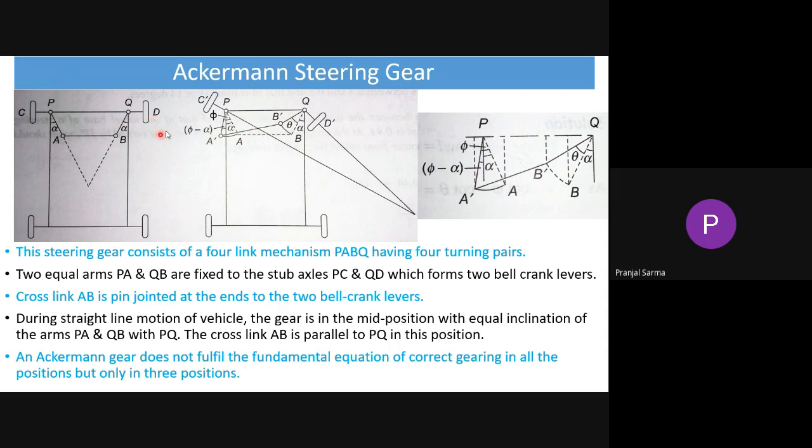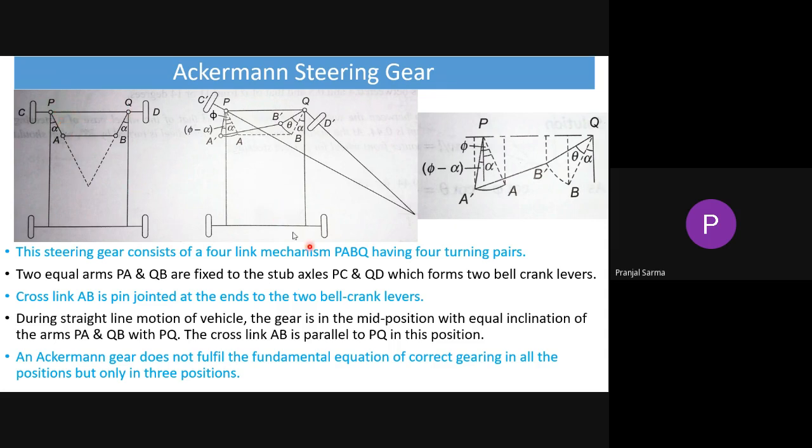Because of that, it is forming two bell crank levers. And here AB is the cross link, and once again it is pin jointed at the ends of the bell crank levers. Once again, just like in the previous case, if it is just in the normal position, not being turned, in straight line motion only, the gear is in the mid position with equal inclination of the arms, PA and QB. That means both the angles are alpha. And this AB link is parallel to PQ in this mean position.